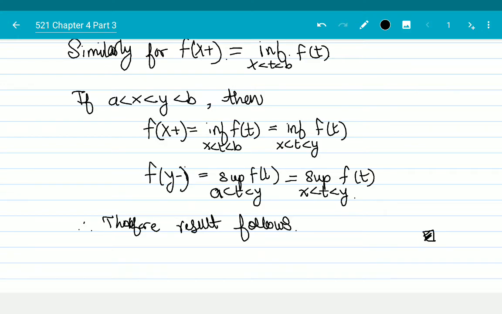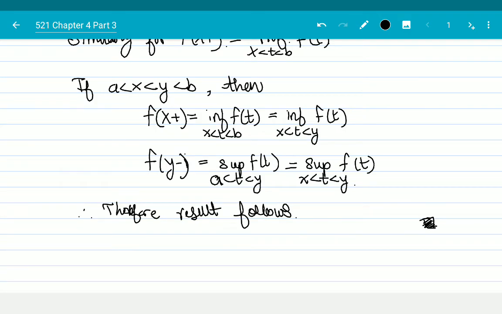Okay, the supremum of any set is always bigger than the infimum of the set. Hence, f of x plus is smaller than or equal to f of y minus. What I said is not very strictly true. The supremum of any non-empty set is greater than or equal to the infimum of the same non-empty set. Okay?